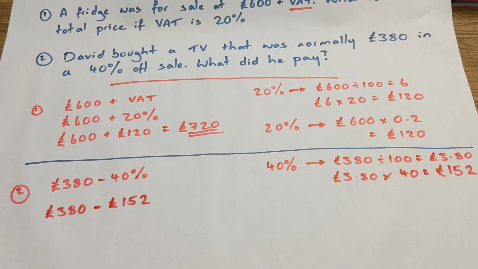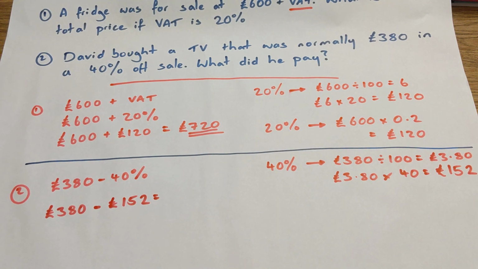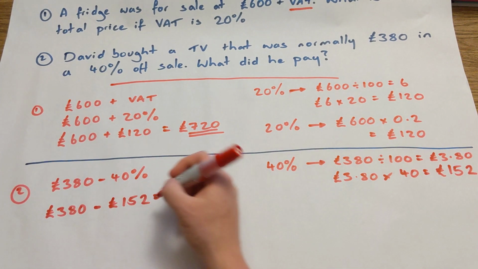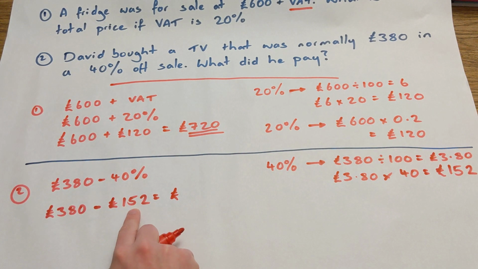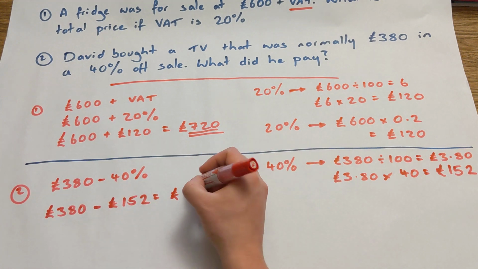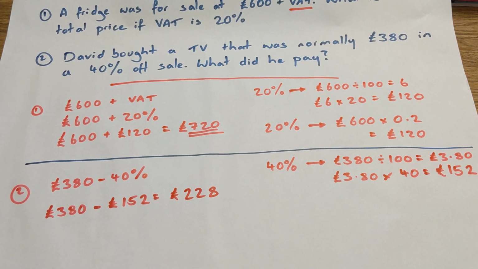And again, do this on your calculator, okay? It's there for a reason. Don't try and do hard things like this in your head if you don't need to, okay? You've got a calculator to make things easy for you and save you time. So if you pop this into your calculator, that's going to give you £228 as your answer when you take those away from each other.